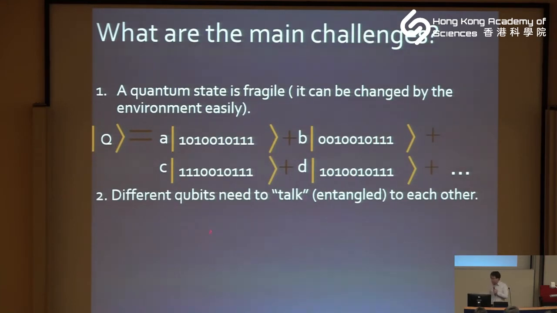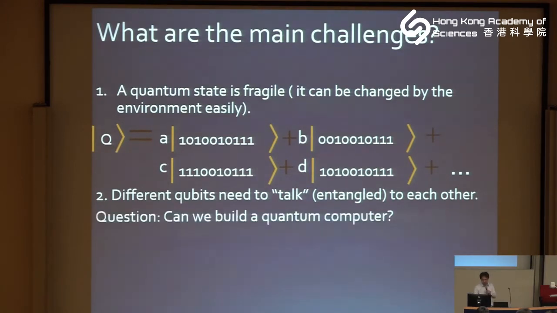And then the other difficulty is you can create many, many different qubits. But these different qubits, you need them to talk to each other. In the language that I used previously, you need them to be entangled to each other. So to fully use the power of quantum mechanics, you need to make the individual qubits very good ones. But at the same time, you need them to talk to each other. And that is actually very difficult.